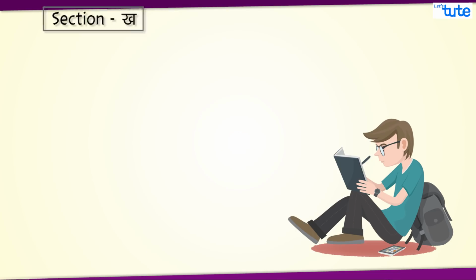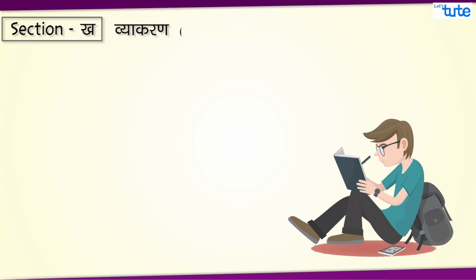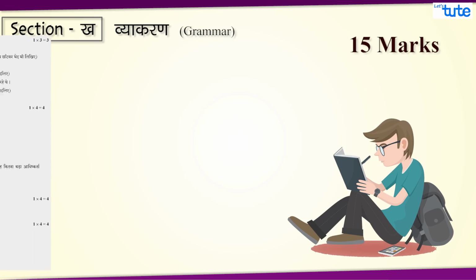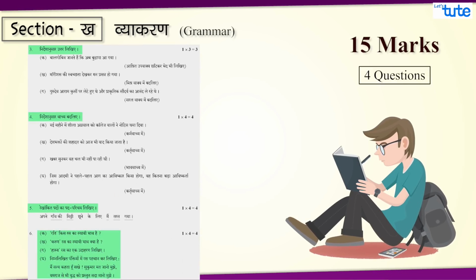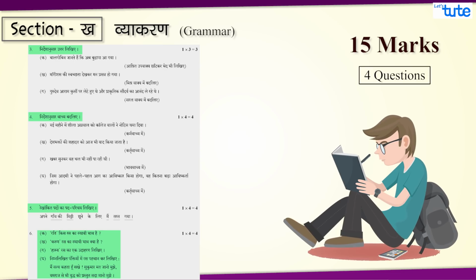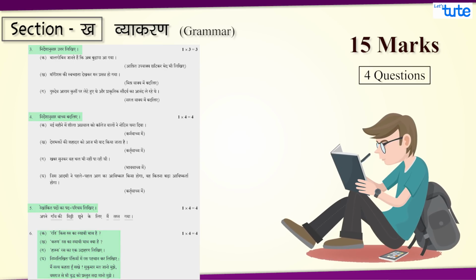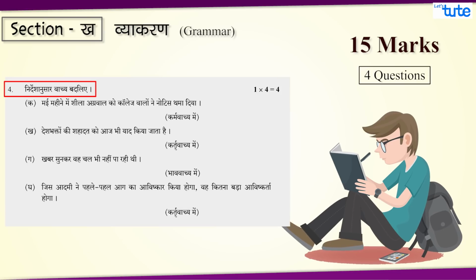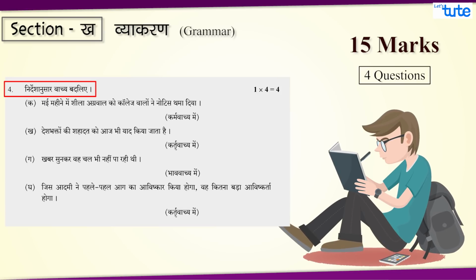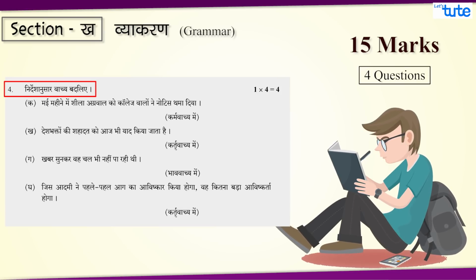Now, Kh section includes Vyakaran, that is grammar, which is for 15 marks. For grammar, 4 questions are there. The best way to learn grammar is to write or speak in Hindi. Also, we should know the rules to solve do as directed. If you want to score good marks in this section, read and practice the questions.